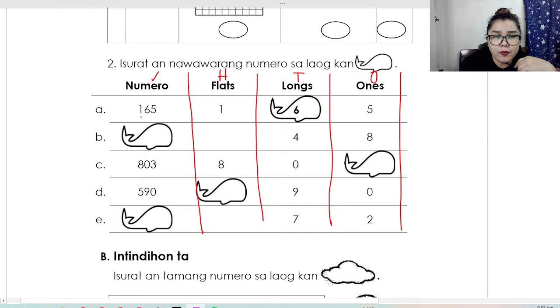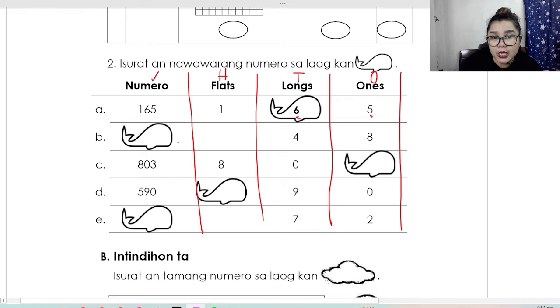So, we have here number given 165. Ilang flats? 1. Ang longs naman, 6. And then the ones is 5. So, 165. So, ano yan? It will help you read the number correctly. So, 165. Okay, next, for letter B, what is missing is the whale. Kung walang whale naman, you don't need to put any answer. Kasi ibig sabihin, it does not need any answer. So, ito naman, 4 tens and 8 ones.